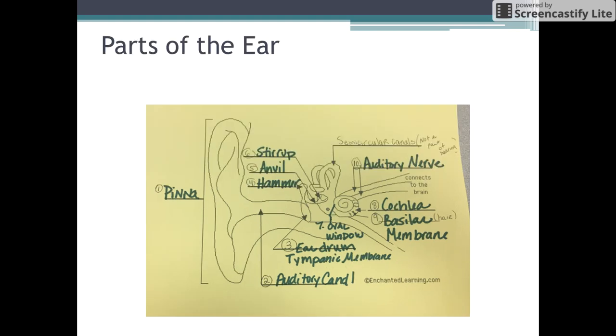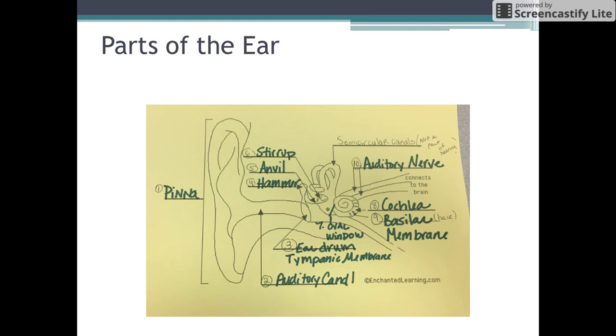So let's review your parts of the ear. You received a handout in class. It was yellow. Okay, so the first part we talked about in the last video was the pinna. This is part of the outer ear, along with the auditory canal and the eardrum, otherwise known as the tympanic membrane. You then have the middle ear, which is the hammer, anvil, and stirrup.